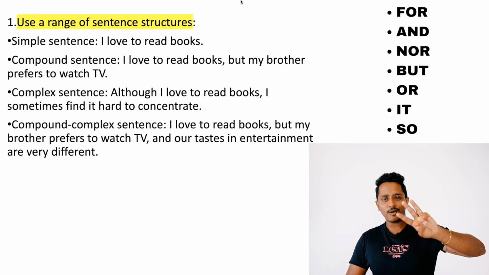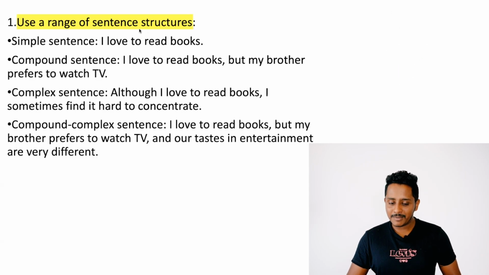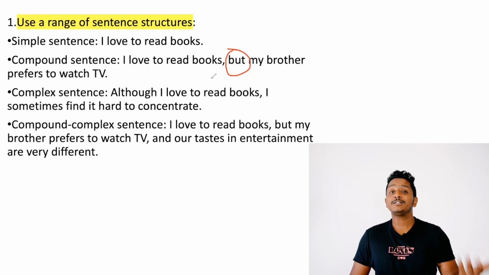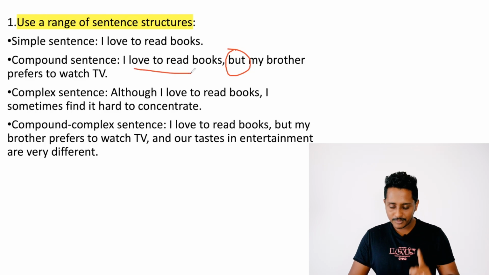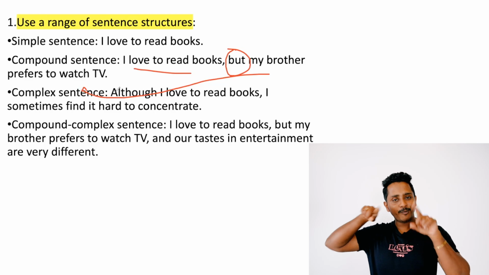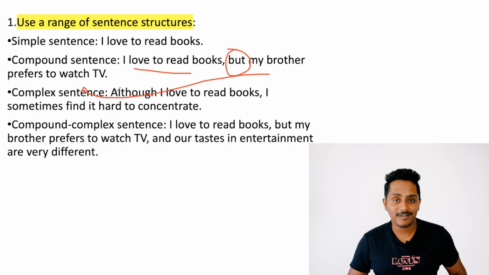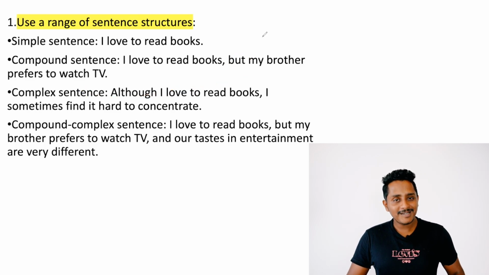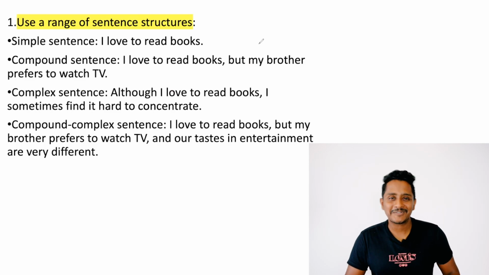For, and, nor, but, or, yet, so. Any one of these you can use and it becomes a compound sentence. I love to read books, but my brother prefers to watch TV. These are two simple sentences. I love to read books, my brother prefers to watch TV. I'm clubbing them, removing the full stop, putting that full stop in the end. You need to write compound sentences in your IELTS essay writing, letter writing, or describe image. Not just that, in the IELTS speaking, most importantly, you have to use all this because grammar makes a huge difference to your scores.